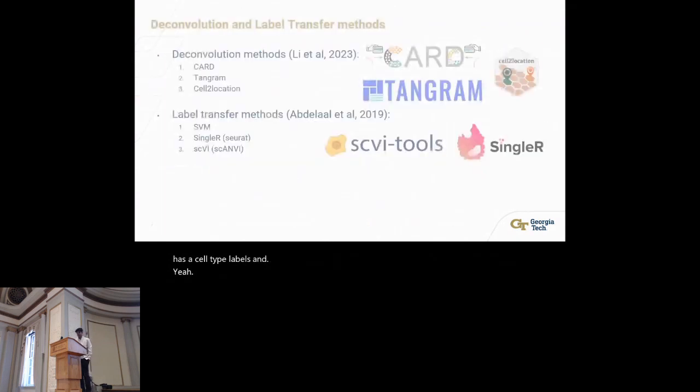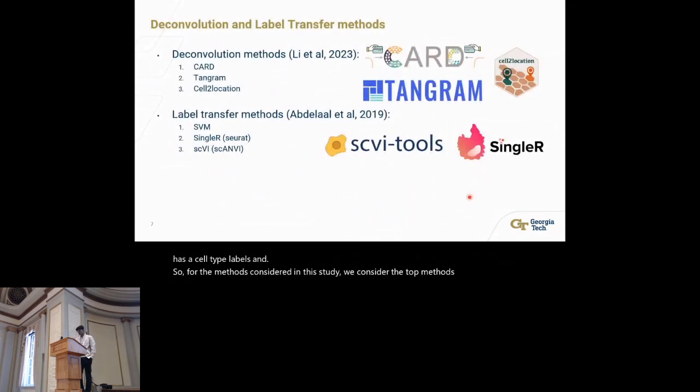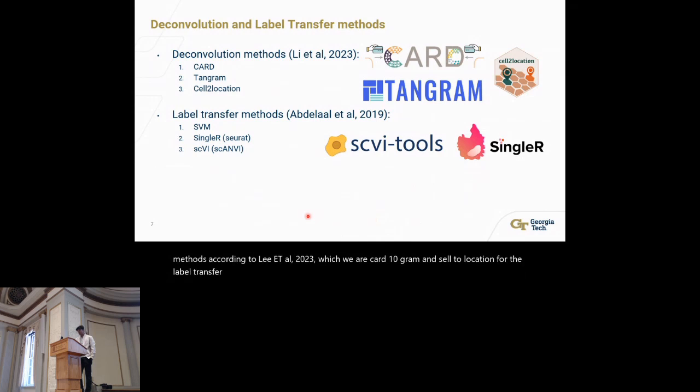So for the methods considered in this study, we consider the top methods according to the recent benchmarking papers. For the deconvolution methods, we consider the top 3 methods according to Lee et al. 2023, which are CARD, Tangram, and Cell2location. For the label transfer methods, we consider the top methods from Abdelaal et al. in 2019, which are SVM, SingleR, and scBI.